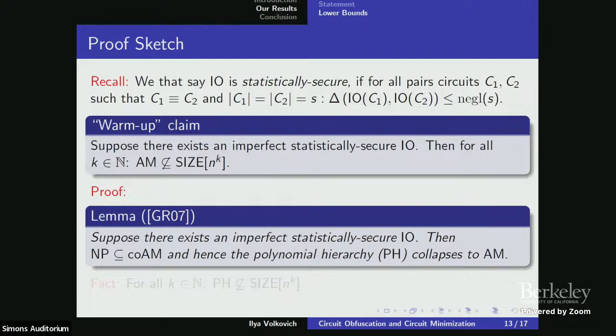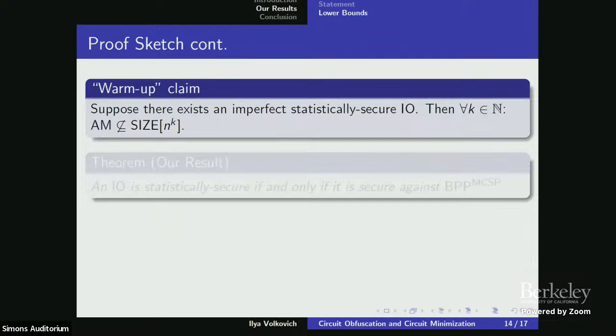Now, how do you get from this to this? This is an easy exercise in diagonalization. What you show is that the polynomial hierarchy does not have circuits of size n to the k. This is a standard diagonalization that we do. So how do you put the two together? Well, if you have statistically secure IO, PH collapses to AM, for better or for worse, which means that now AM doesn't have those circuits either. This is how you get that. So let's conclude what we have so far: if you have statistically secure IO, then AM doesn't have fixed polynomial size circuits.